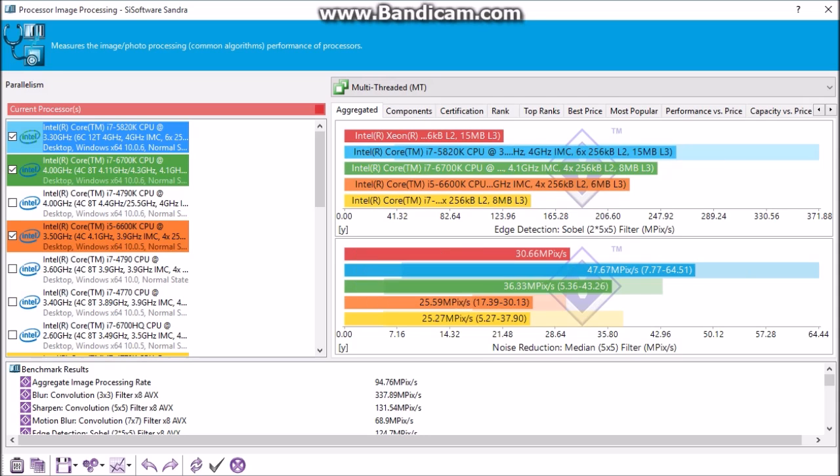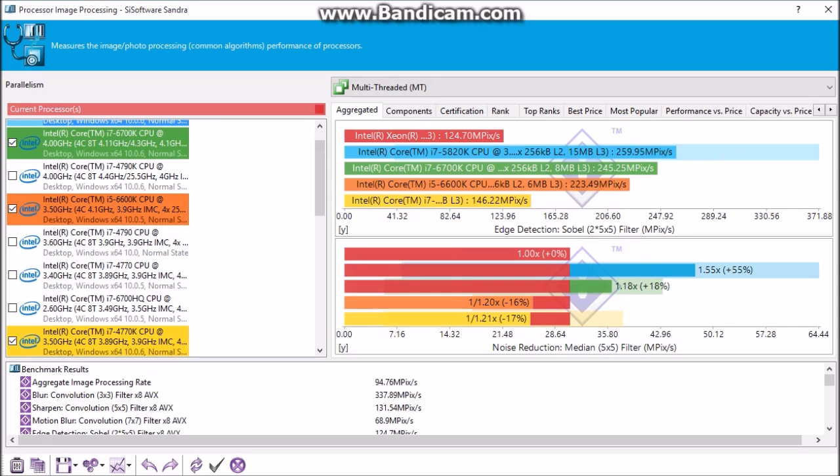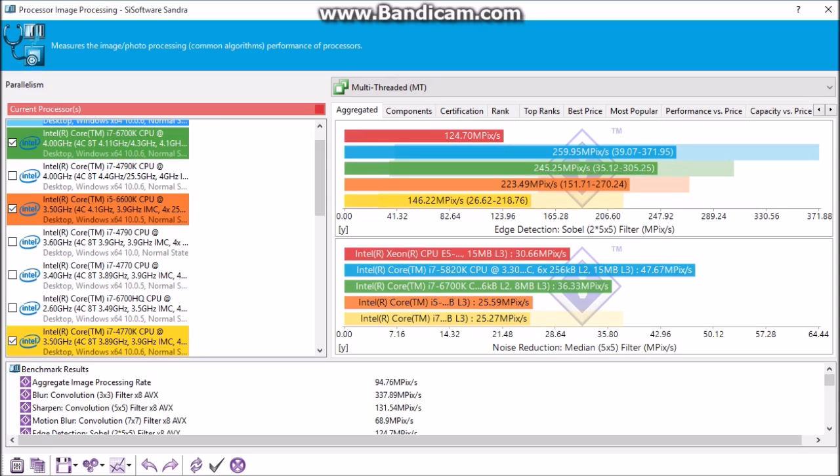The 4770K, which is now in yellow, is better than it in the edge detection test. In the noise reduction test, it loses out to our Xeon. We can see there our Xeon is actually a lot closer to the i7-6700K and a little bit closer to the 5820K. In the noise reduction tests, our Xeon proves to be better than both the i5-6600K and the i7-4770K in the noise reduction part of the test as well.